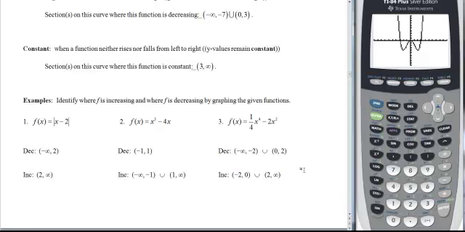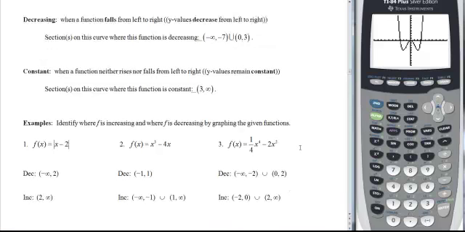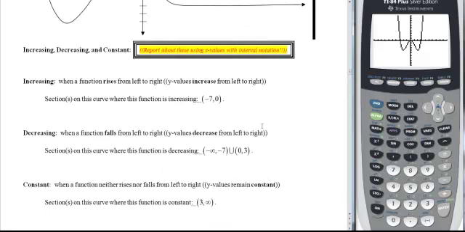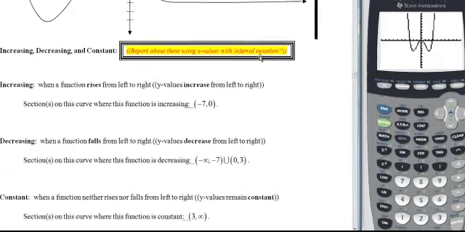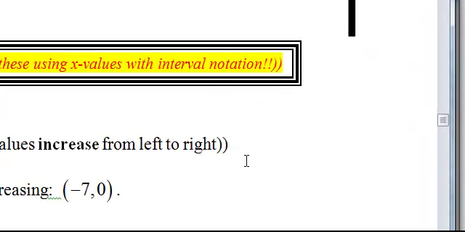And there it is. And that's all you have to do when you're talking about increasing, decreasing. But the biggest point is, please report about this using your x values, in interval notation. And the nice thing using interval notation, always notice that you're going to be using parentheses. Okay? Thank you.